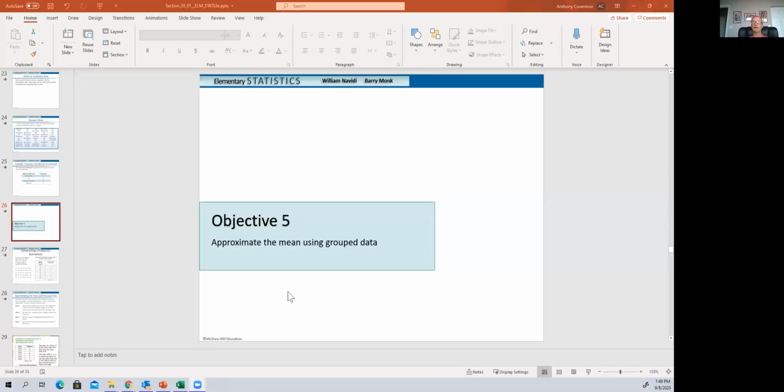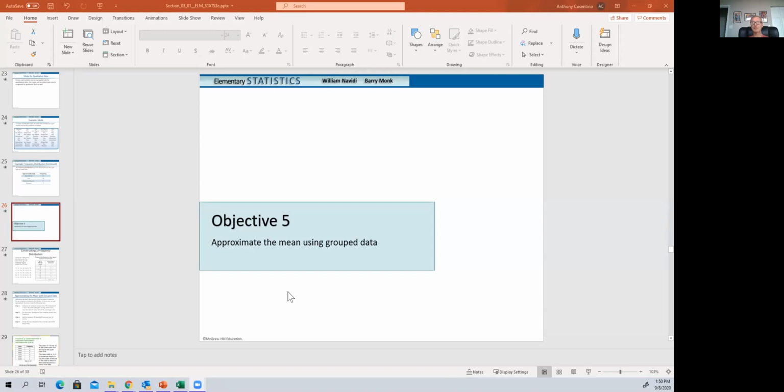This is the third version of recorded lectures for section 3.1, which is the measure of central tendencies. What we're going to do is talk about measuring central tendencies. Let me get the right screen here, where we have groups of data. The book walks through some examples using these calculations by hand, and I'm going to show you how to do them using the spreadsheet.